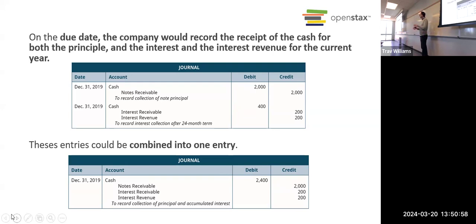And we could simplify that journal entry like this, where we just put the whole $2,400 in cash that we got, the $2,000 principal they paid off, the $200 interest receivable from last year that they're now paying off, and then the $200 of interest for this year. And it's done. Now they've paid off the entire amount that they borrowed plus 2 years worth of interest. Okay. Any questions on these journal entries? Any questions on notes receivable?